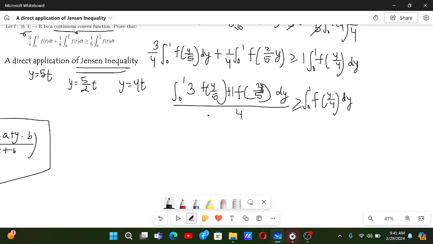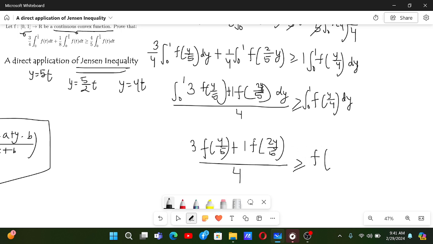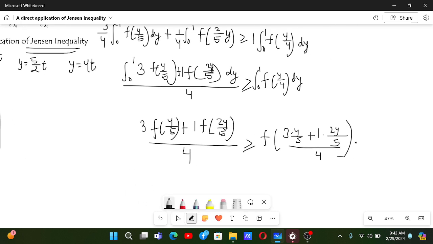So what we will try to prove is this: 3 f of y by 5 plus 1 f of 2y by 5, over 3 plus 1, which is 4, using Jensen inequality is greater than or equal to f of, multiply 3 times y by 5 plus 1 times 2y by 5, by 4. Okay, so now this will be equal to f of 5y by 5, that's just y, so f of y by 4. And now we have proved this expression.